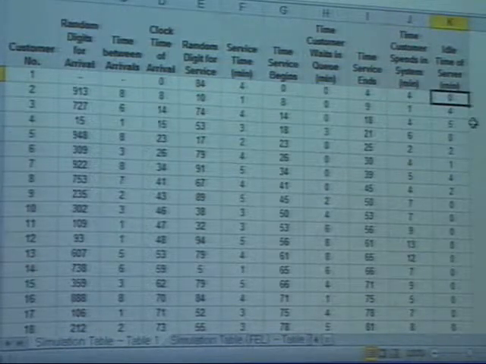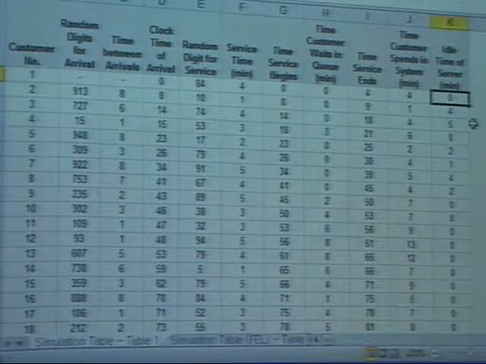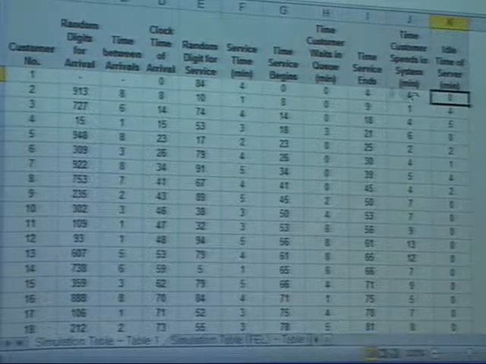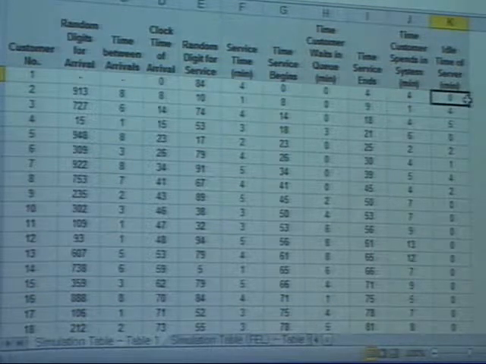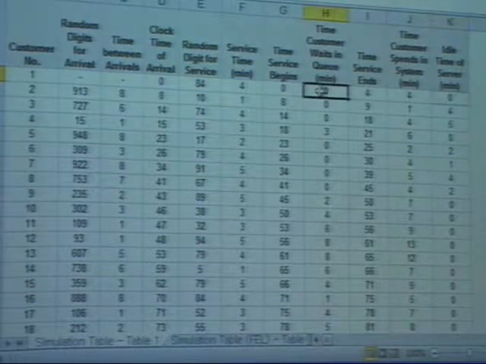Idle time of the server. So server was idle until for this customer number 1, no, it was busy. Okay? Straightforward, right?